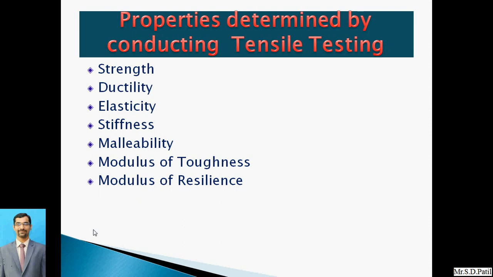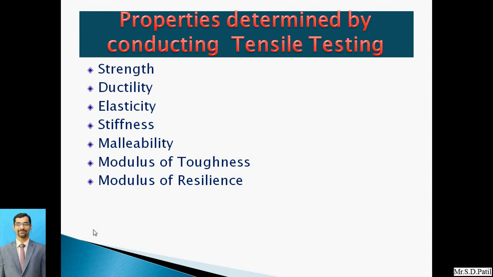Then the ductility. So through the tensile test, we can determine the ductility of any material. Then the elasticity. So again, we can determine the elasticity of the material. So basically we know these concepts, what is the meaning of ductility, what is the meaning of elasticity, and in the stress strain curve again we will go in depth with these concepts. Then we are checking the stiffness of that particular material.